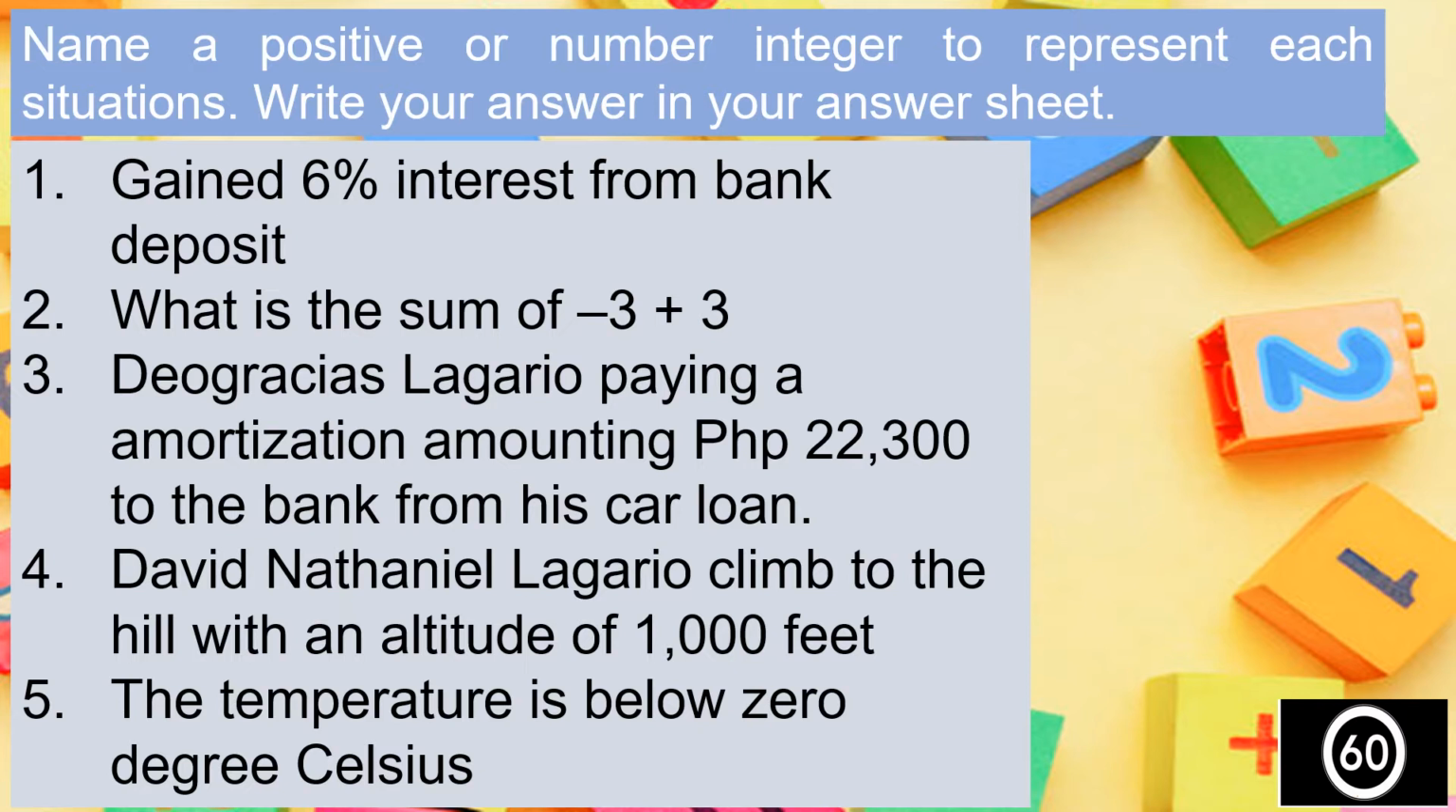Number 3, Deogracias Lagario paying an amortization amounting 22,300 pesos to the bank from his car loan. Number 4, David Nathaniel Lagario climbed to the hill with an altitude of 1,000 feet. Number 5, the temperature is below 0 degree Celsius. So again, 1 minute to answer these situations.